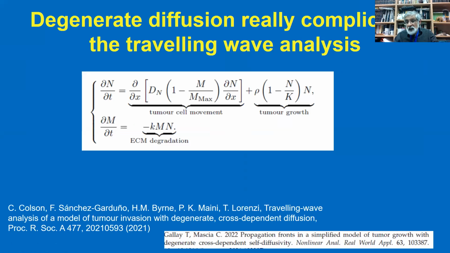Now, I mentioned the degradation part and how you then get degenerate diffusion, cross diffusion. So what we did was take a very simple version of this, and this is work with graduate student Chloe Colson, former colleague Faustino Sanchez-Garduno, Helen Byrne, and Tommaso Lorenzi. Here we have cells degrade the matrix, that creates room for division, and then we have normal tumor growth. And what we find is that there's a lot of degeneracy in this system. Moreover, if you look at here, there's a continuum of steady states.